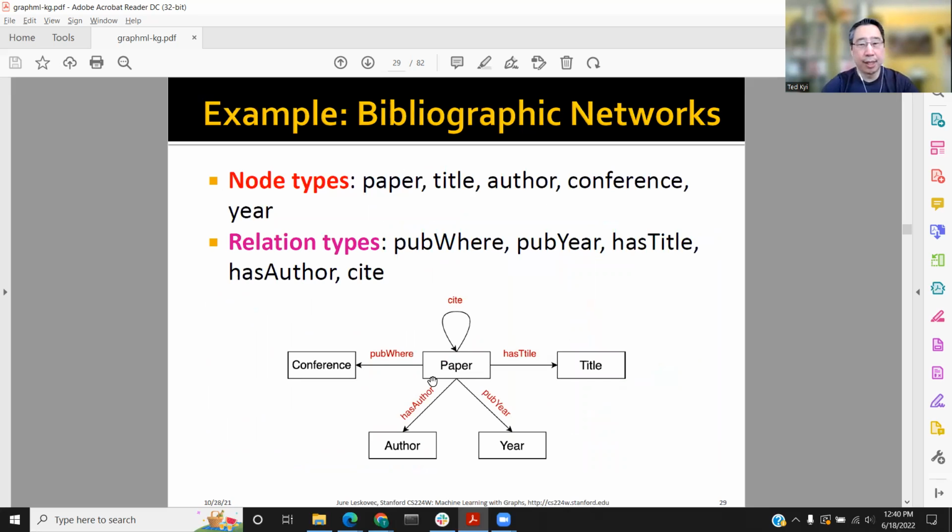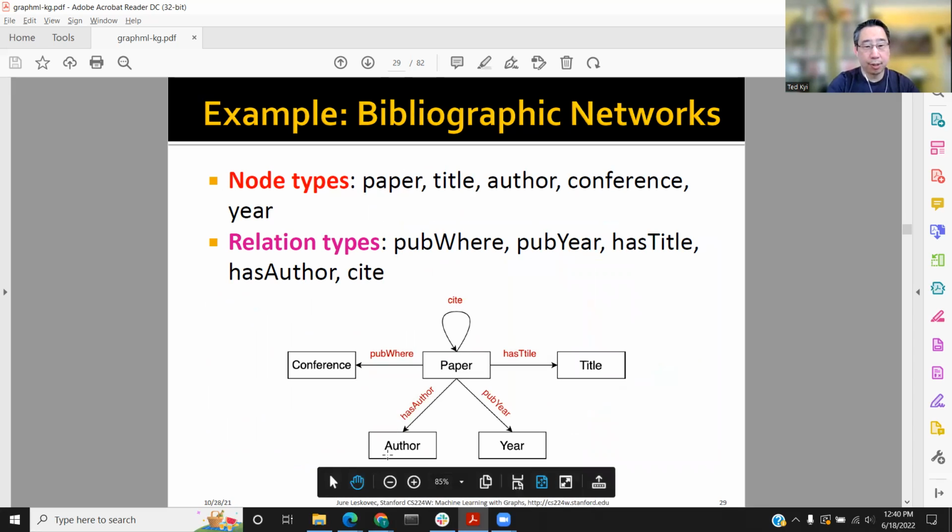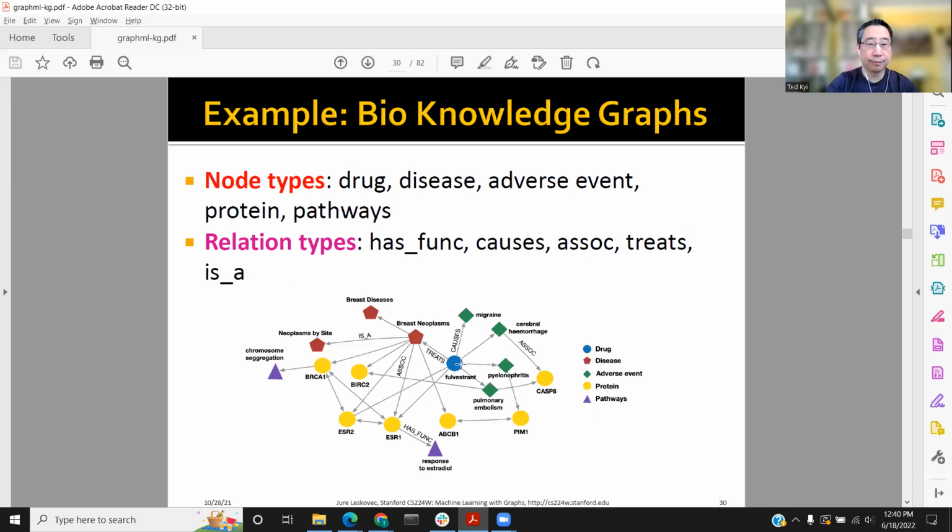So here's some examples. Here's a bibliographic network. You could see the different types of entities you might have are papers, conferences, authors, and so you can have an edge that's of type, this paper has author so-and-so. Some of these can be one-to-one, some of these can be one-to-many, right? And even things like, okay, papers that cite other papers, that's actually from one entity of type paper to another entity of type paper.